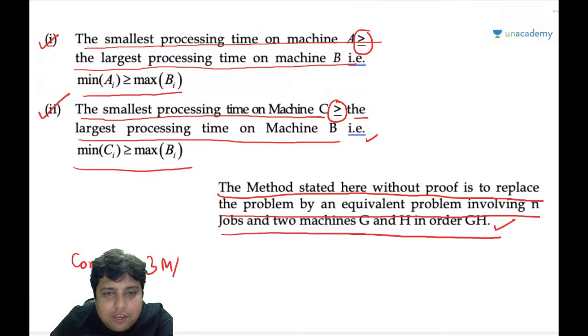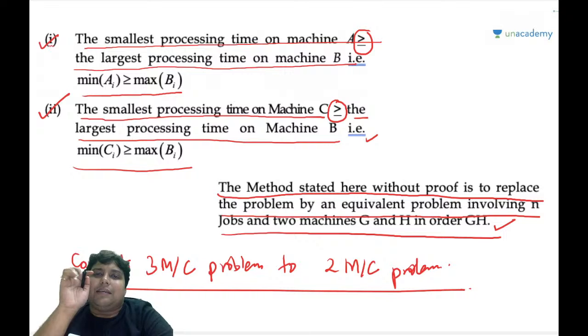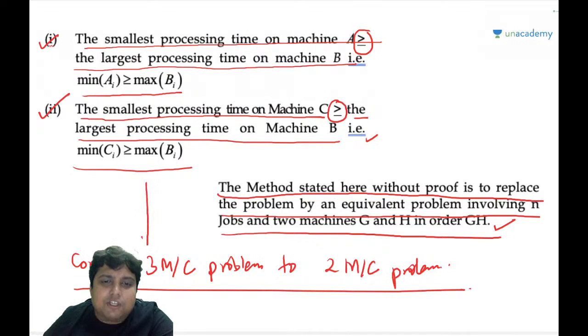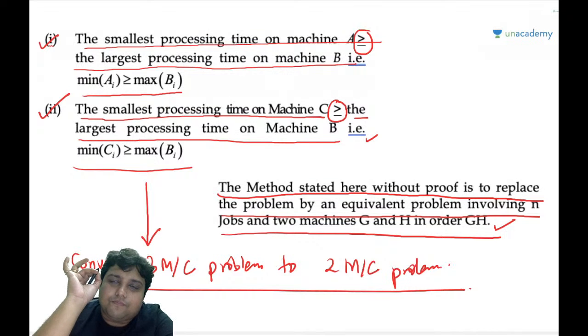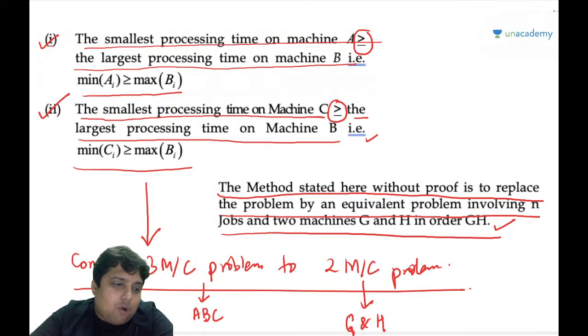Convert 3 machine problem to 2 machine problem. So guys, it simply says that even if one of the conditions is satisfied, simply convert the 3 machine problem into a 2 machine problem. In the 3 machine problem, there were 3 machines A, B, C. In the 2 machine problem, there will be 2 machines G and H. I hope you all are getting my point.